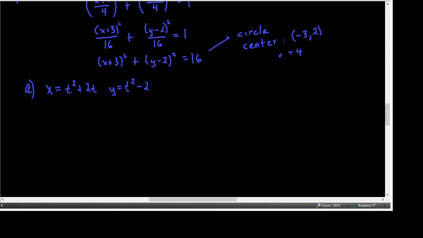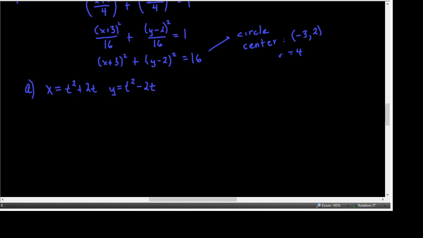Okay, this one does not involve trig functions, so we're not doing that identity approach. What we're going to do instead is the first approach, which is to eliminate a parameter. We have to solve one of the equations for t and substitute into the other equation. These two look so much alike that it doesn't really matter which one of those we solve for t. So I'm going to solve x equals t squared plus 2t for t.